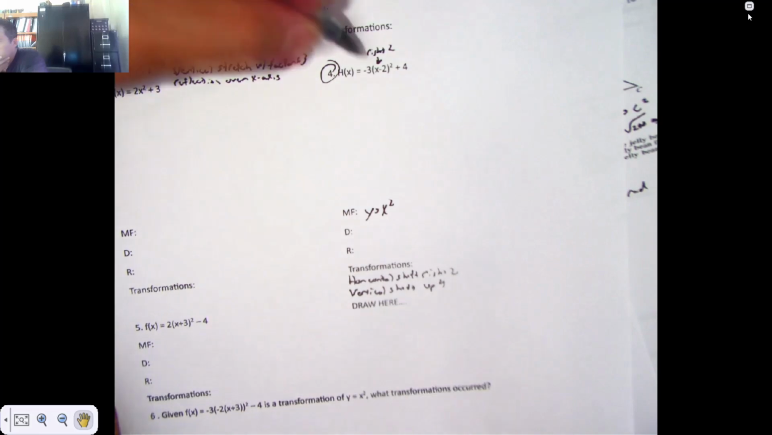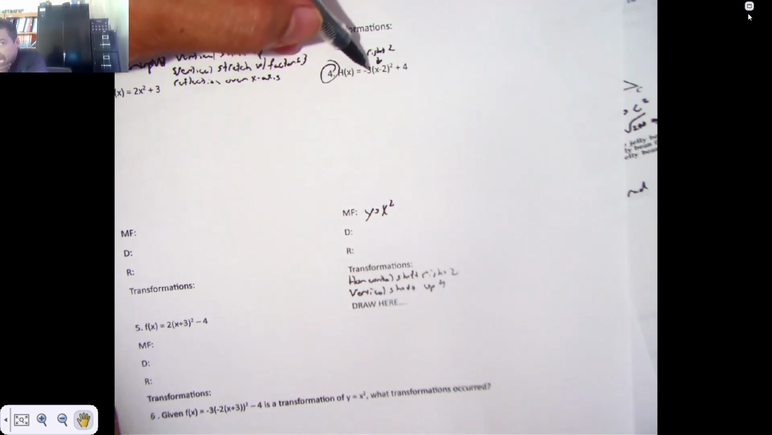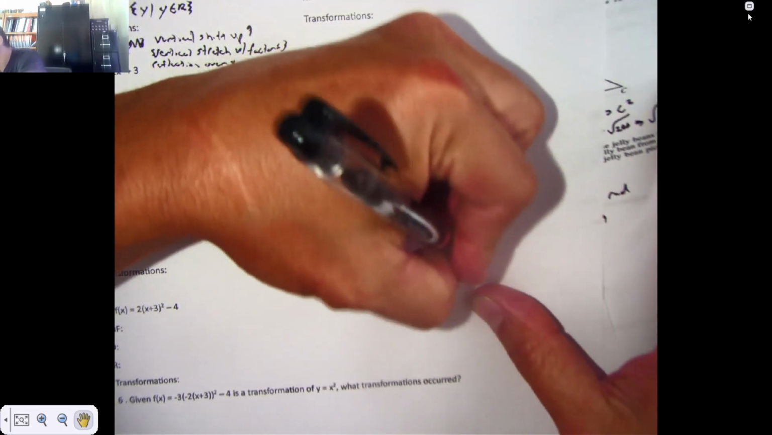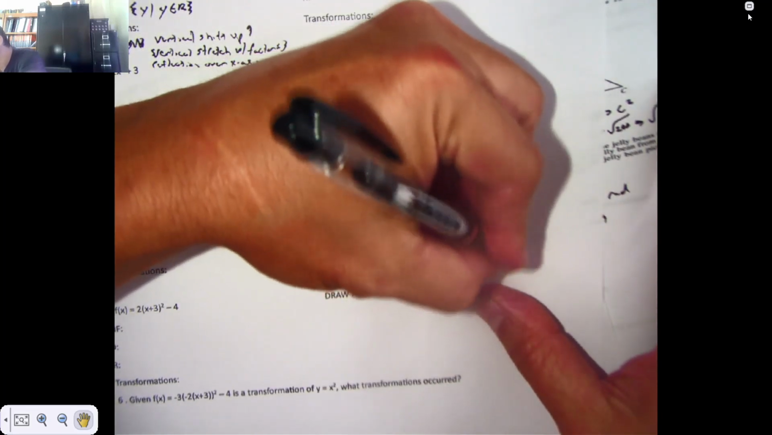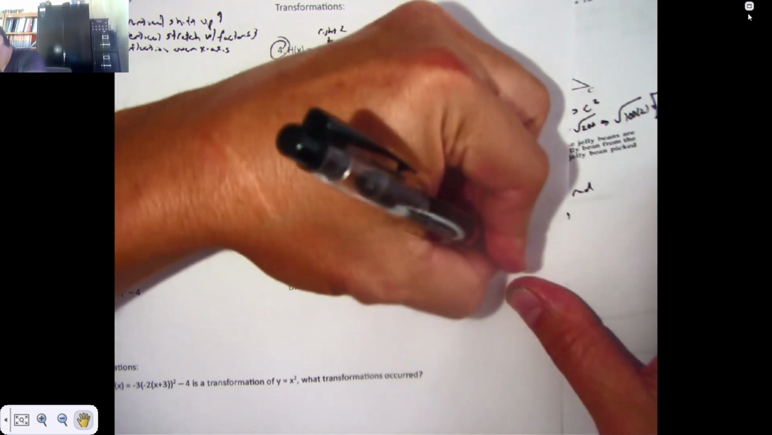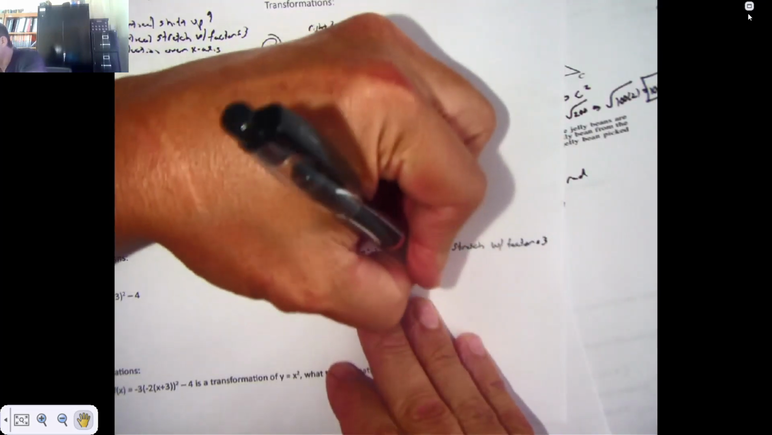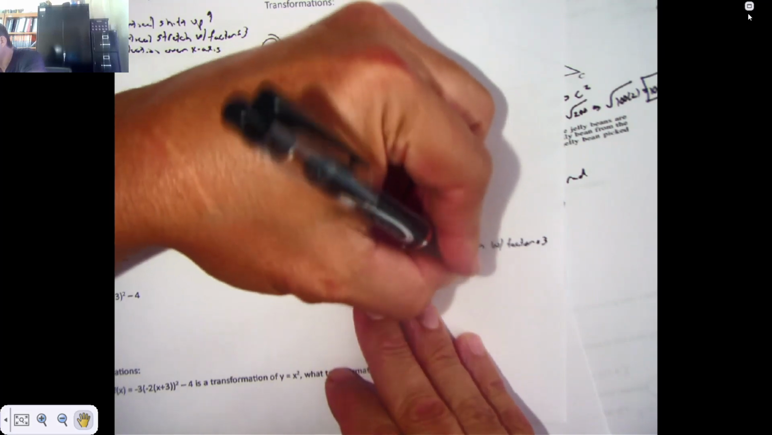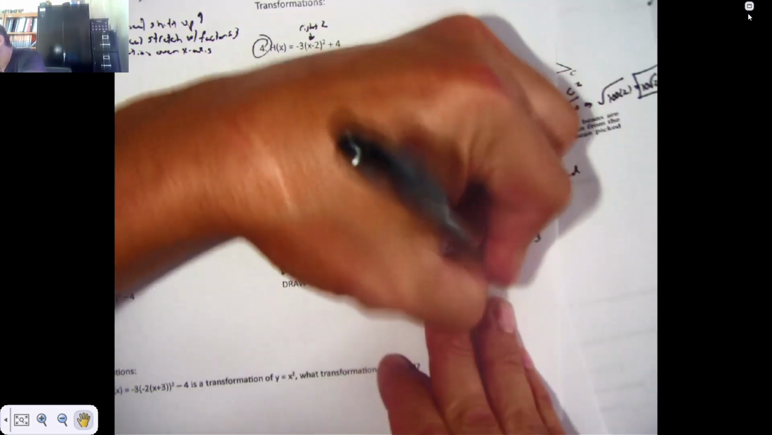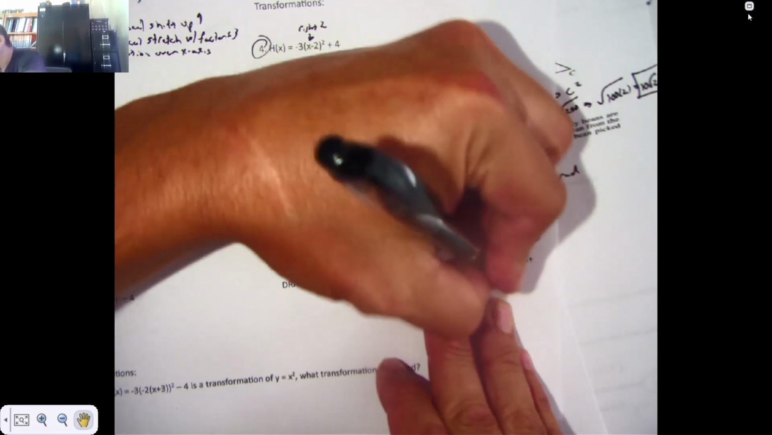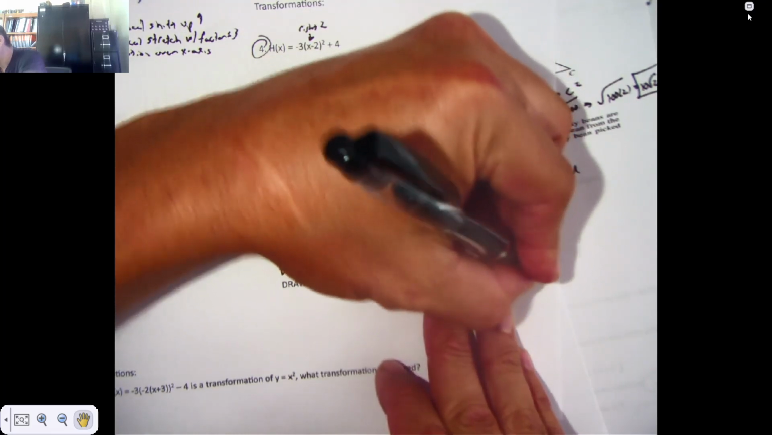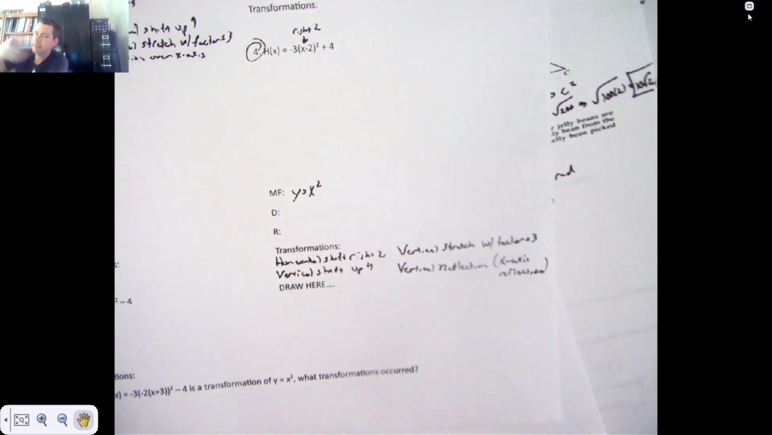Up 4. We have a scale factor of 3. That's a vertical stretch with a factor equal to 3. And the last thing we have is that reflection over the x-axis. We also call that a vertical reflection, also known as x-axis reflection. That bothers some people. They're like, but why is it vertical? You're flipping vertically.